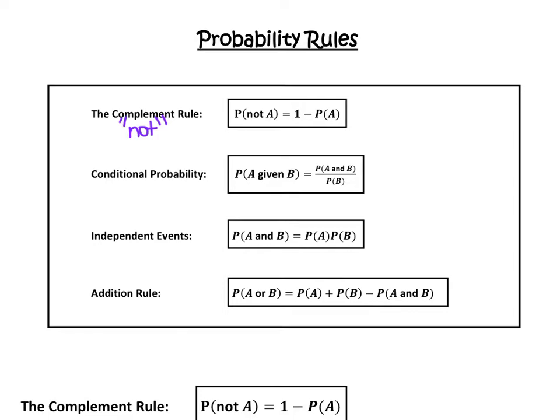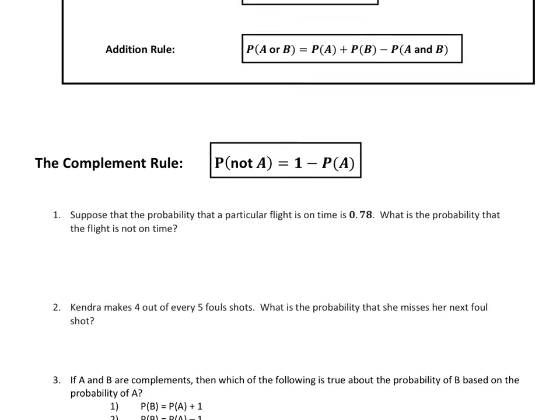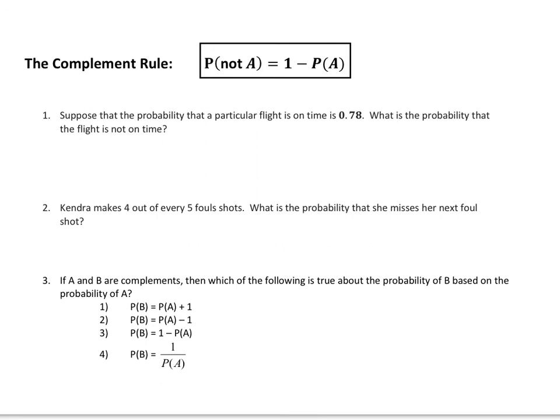Okay, so let's take a look at the 3 examples on the bottom of this page. Again, the rule is just stated right here. If you want to find the probability of it not raining, you would do 1 minus the probability that it does rain. So number 1, it says suppose the probability that a particular flight is on time is 0.78. This is written as a decimal. You can write probabilities as decimals, fractions, percents, however you want to write them. We want to know what is the probability that the flight is not on time. All right, so hit pause, use that formula, and see what you come up with.